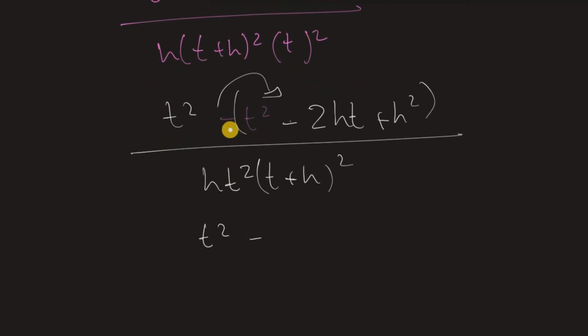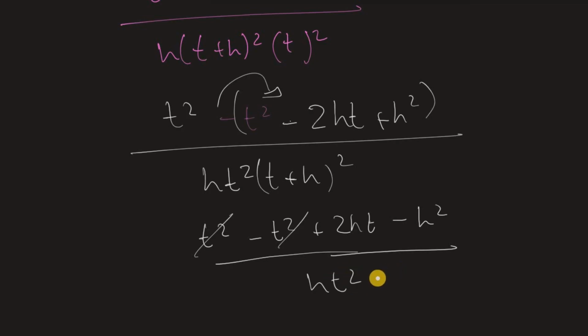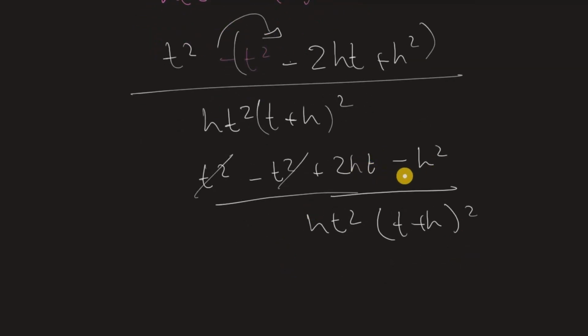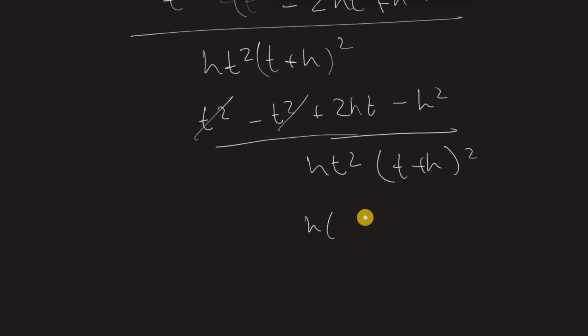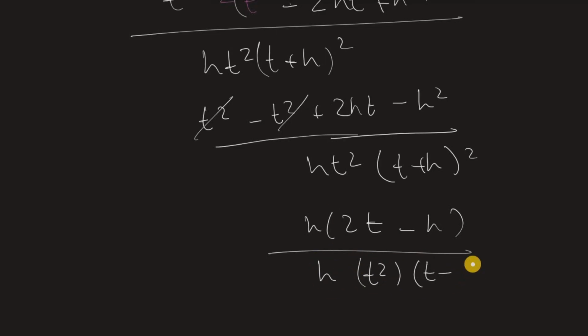So t squared negative t positive 2ht plus negative h squared, and this is going to cancel out, so you're only going to be left with ht squared, and you have t plus h squared of t. Okay, and what do you see? You see you can factor out the h over here, right? Yeah, so if we go ahead and factor out an h, you're left with 2t minus h, and at the bottom you have the t squared, let's say it's like that, and t plus h squared.